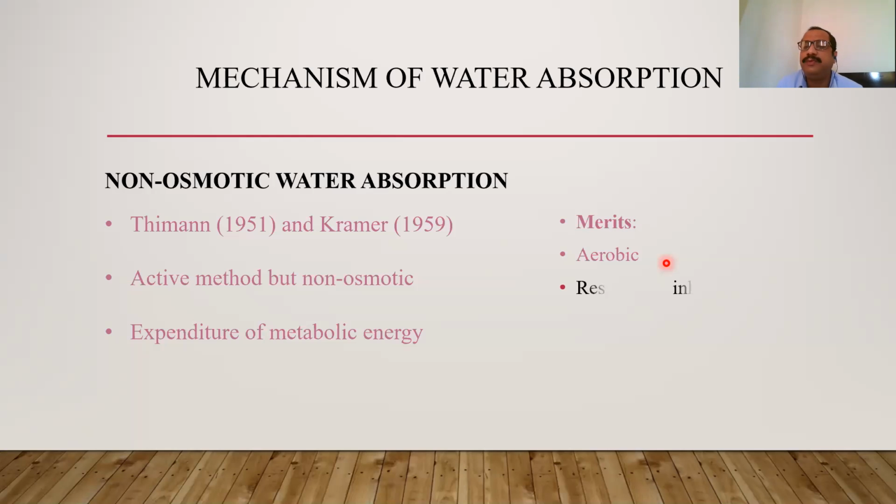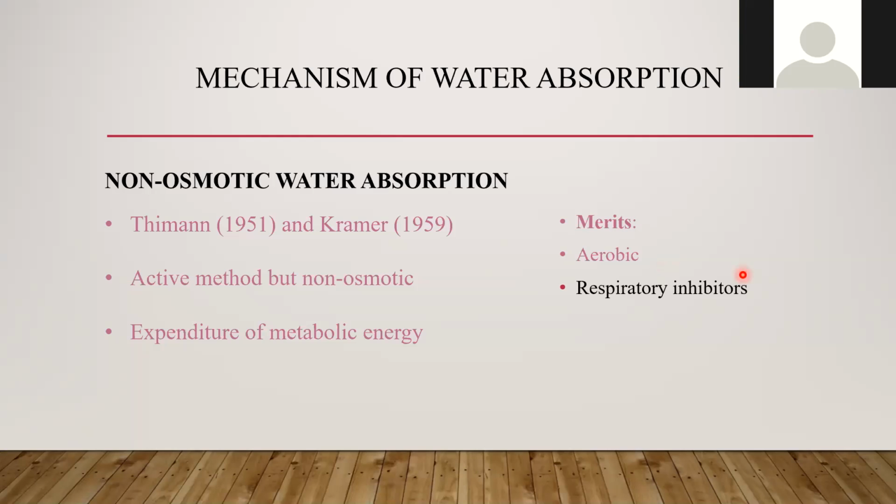Second is respiratory inhibitors: substances like potassium cyanide, very low temperature treatment, or chemical substances like malonate. These substances inhibit the process of respiration, and it is also shown that these substances inhibit the process of water absorption. So there are chances that there may be some link between the process of water absorption and respiration.